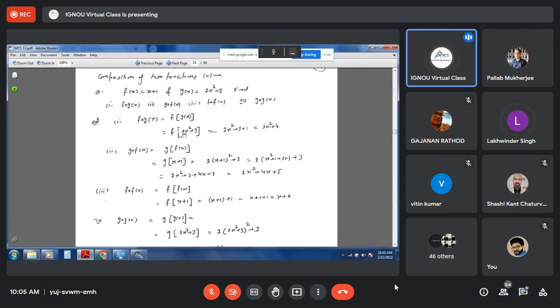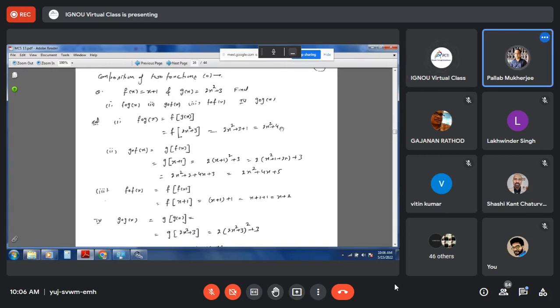See this bracket. It is 2x square plus 3. Who is this? f. Here it is f. Okay. In f, replace this x, where my hand is moving, with 2x square plus 3. Clear? Right here, 2x square plus 3, then this plus 1. This is 2x square plus 4.